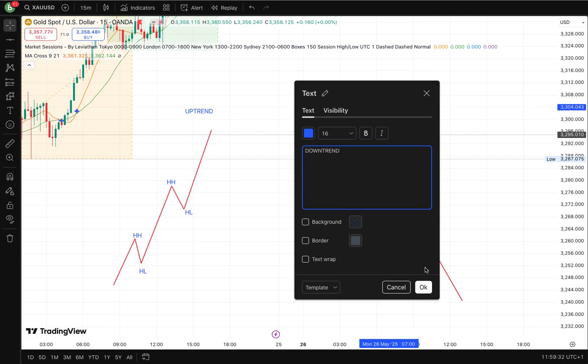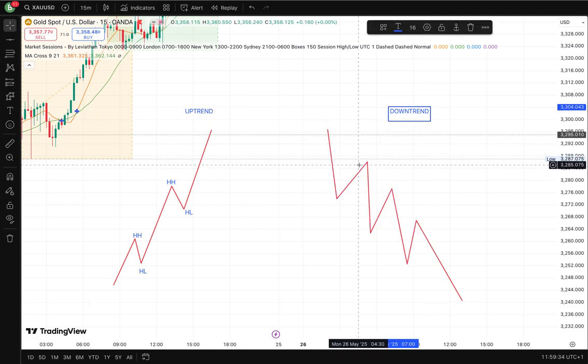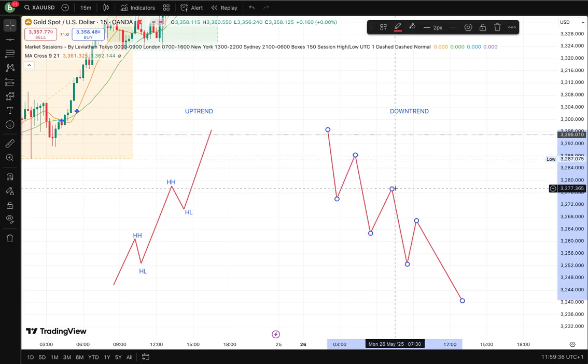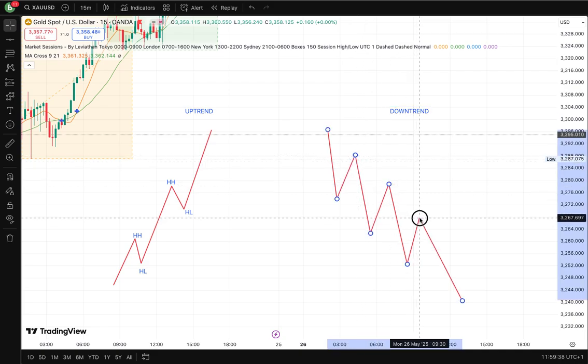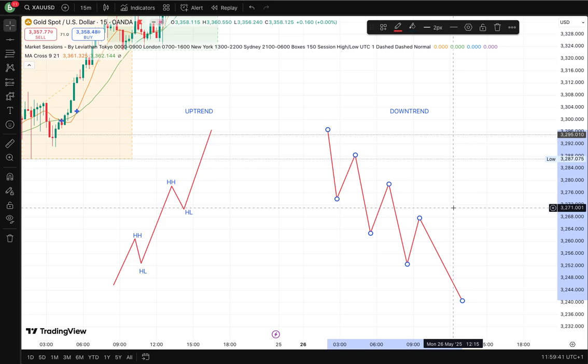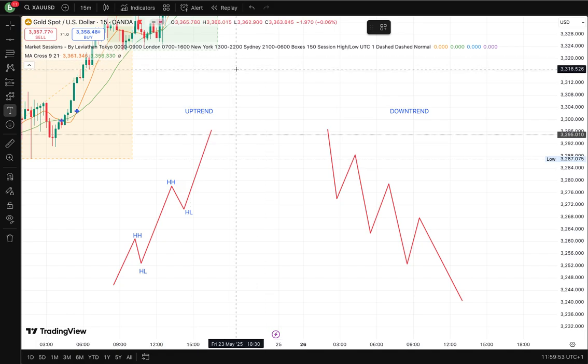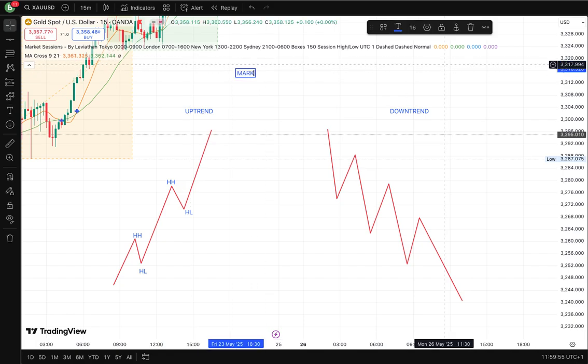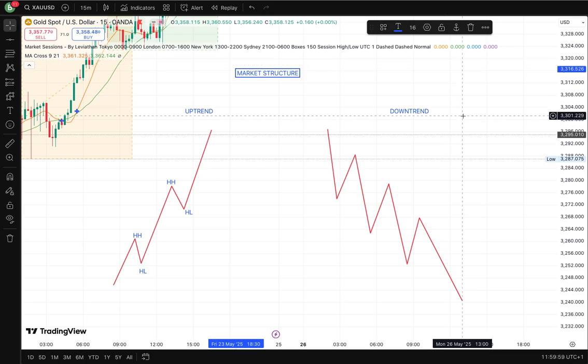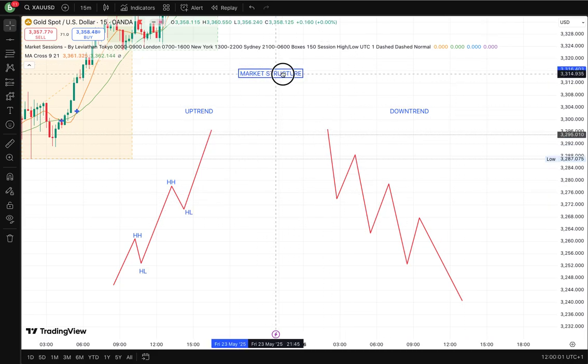Okay, so in this trend, now that I've already figured out that I've seen the uptrend and I've seen the downtrend, you must be able to confirm the trend when you open a chart. You must be able to confirm the trend. All right, so how do I buy or how do I sell with the market structure? Okay, this is the market structure now. All right, so how do I buy or how do I sell with it?